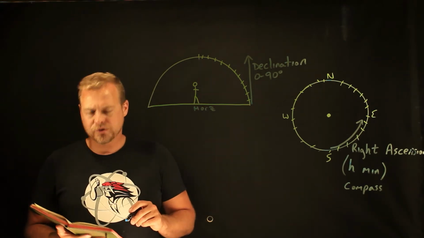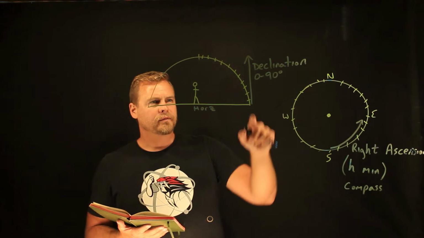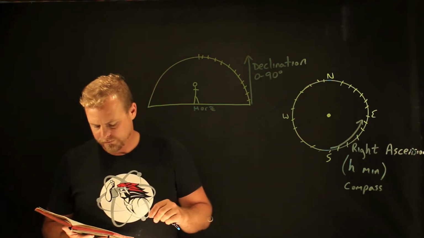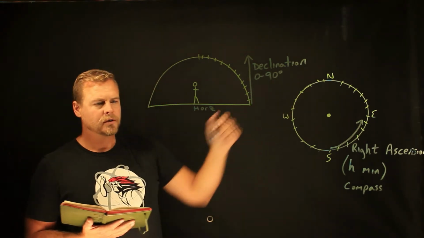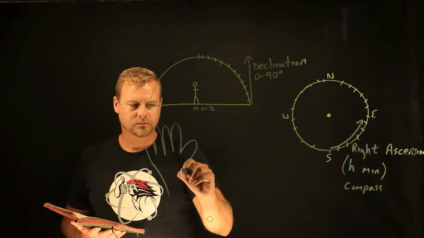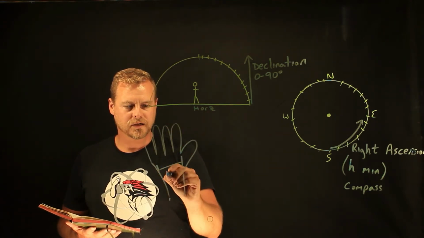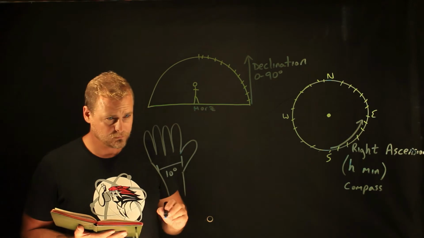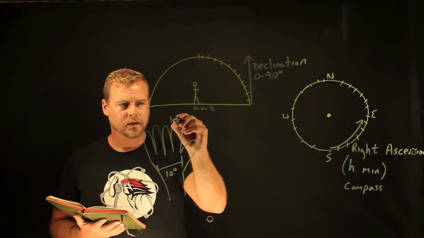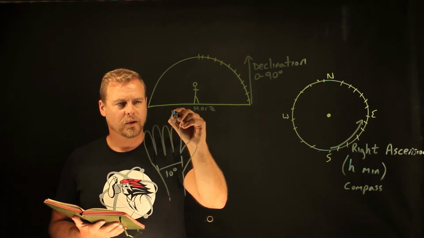There are some helpful measurements when we're trying to figure out degrees. If you hold your hand out, the palm of your hand is about 10 degrees. If you were looking at one finger, that's about 1 degree.